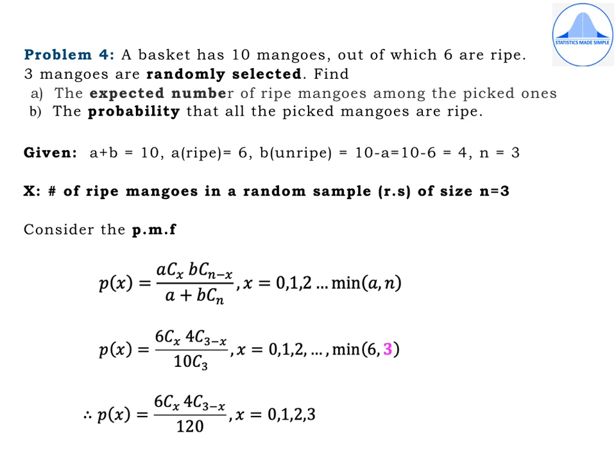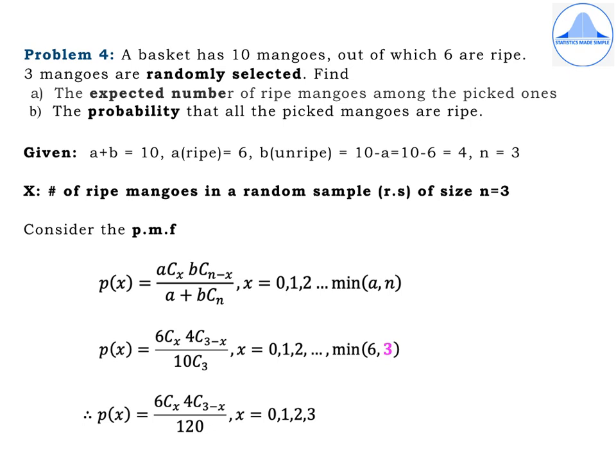Now when the word randomly selected is used, it means the size of the sample, or the sample size, which is denoted by small n. So n is equal to 3. So the first step is to write given. Write down first what A plus B is, then write the parameter values, that is A, B and n.